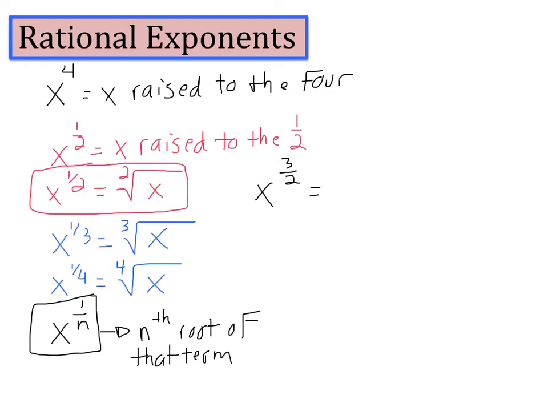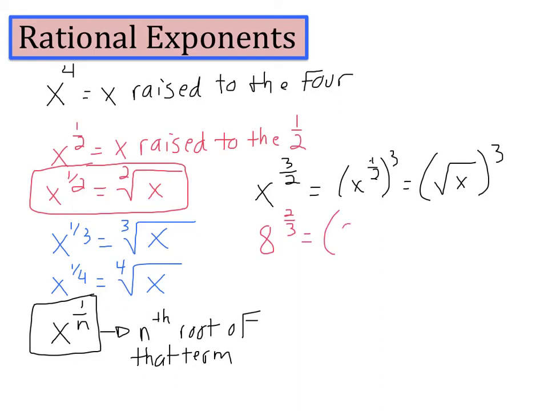Now what this means is x is being raised to the 1/2, and that's being raised to 3, which is the same as saying we're taking the square root of x and then cubing it. So for example, if I said I was going to take 8 and raise it to the 2/3, that's the same as saying 8 to the 1/3 squared.